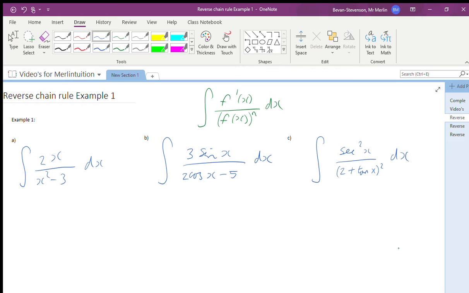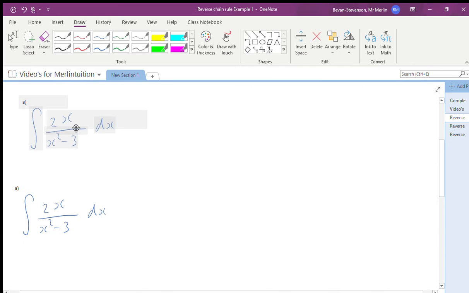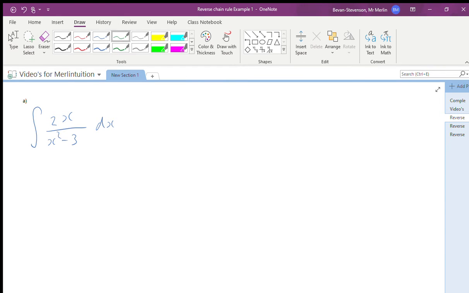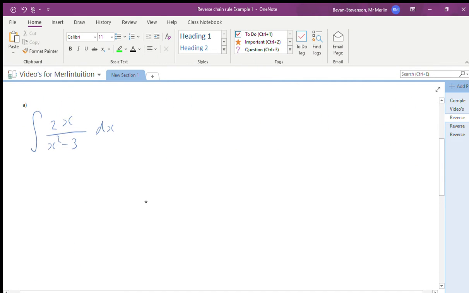Okay, so moving on. Our first integral here is the integral of 2x over x squared minus 3 dx. Now, if you've learnt this before, you will have seen a few different ways of dealing with integration using our reverse chain rule. I'm going to do this properly, and then I'm going to show you how the pattern works.